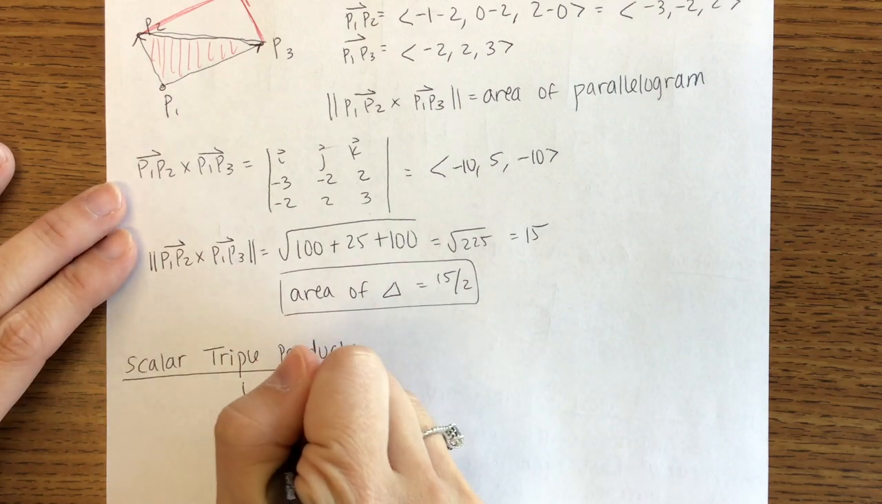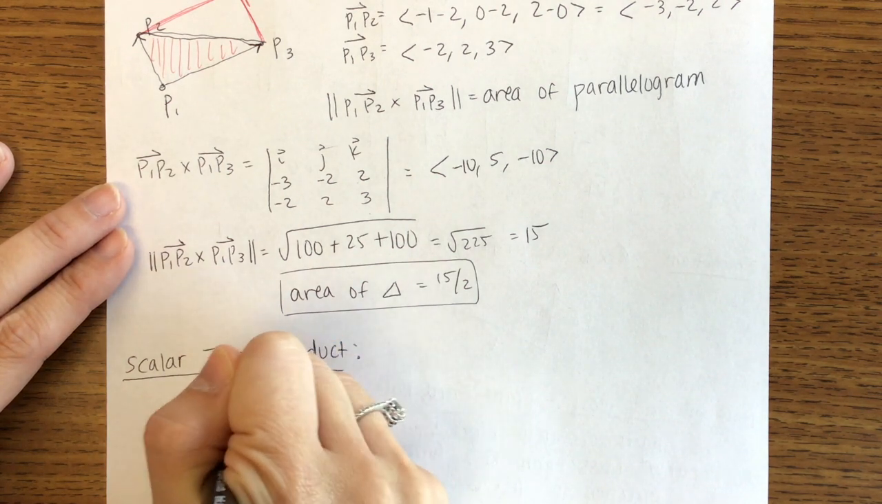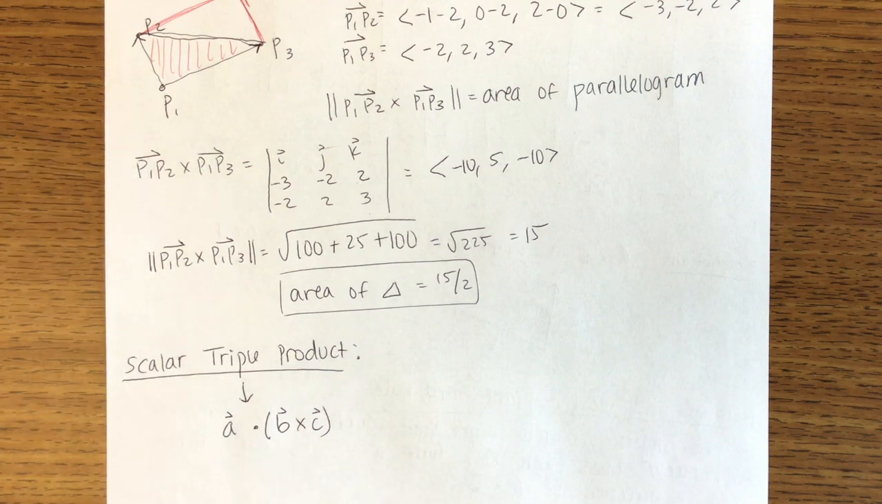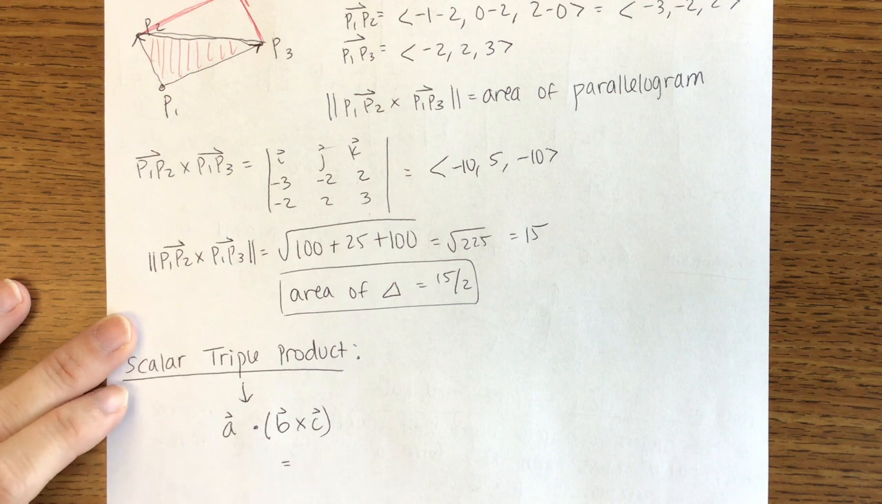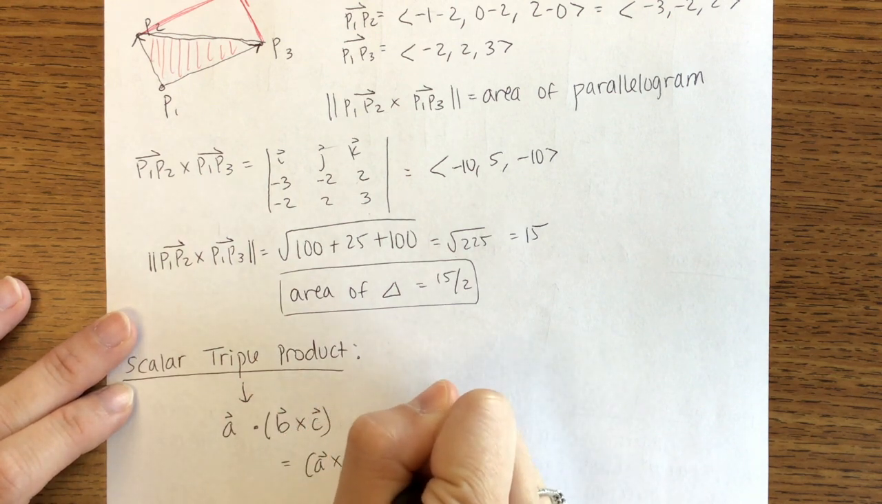You're going to take B and you're going to cross it by C. So that's going to give you some vector. And then you're going to dot that with vector A. So anytime you're asked to find a scalar triple product, this is what you're asked for. Now, from those properties that we wrote down before, that's the same as A cross B dotted with C.